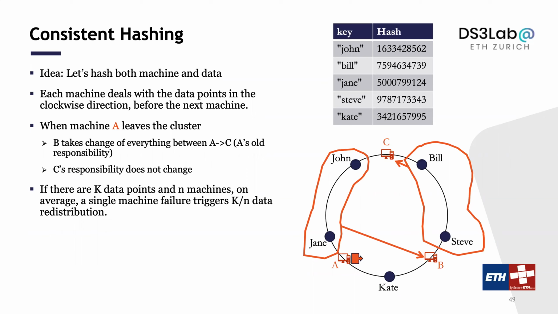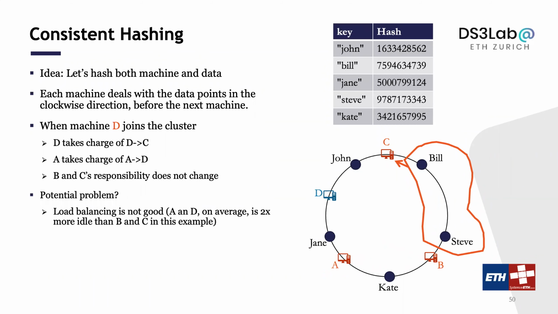Actually makes sense. If you have K data points and N machines, the amount of data shuffling you are going to have when some machine leaves the cluster is actually K over N. It's much better than what we saw before. What if a new machine joins the cluster? Assuming now we have a new machine D joining the cluster. Again, I hash the machine D, put that on the ring, and then I give John to D, and then I give Jen to A. In this case, the responsibility of B and C will not change. So that is actually the beauty of this.